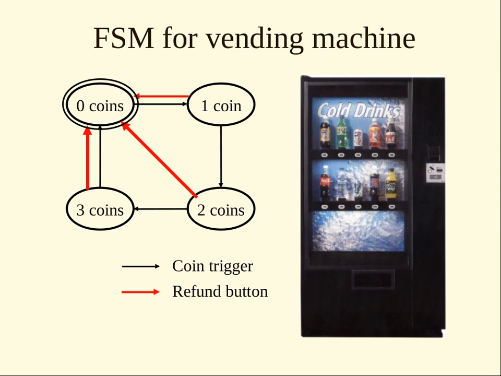They can figure it out one at a time. If at any point they hit the refund button on 1, 2, and 3, it goes back to 0 coins, right? Because they've been refunded. If they select a drink while having 3 coins, we're going to go back to 0 coins. These are all the state transitions.